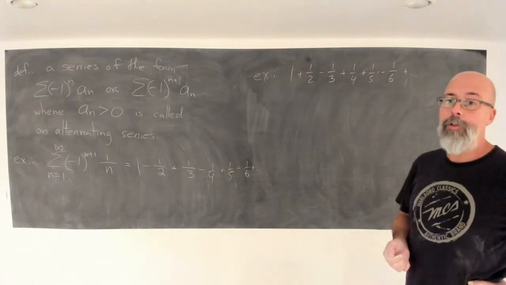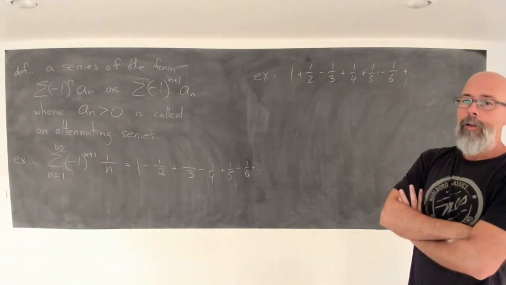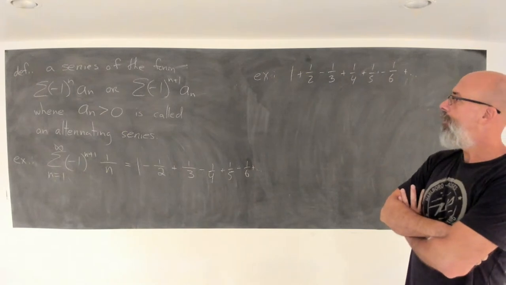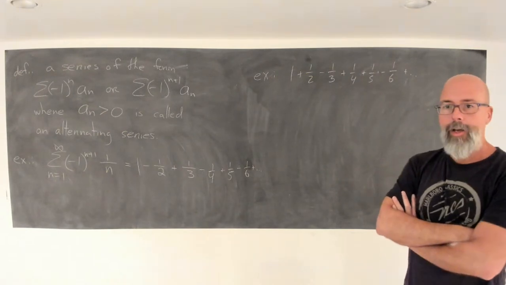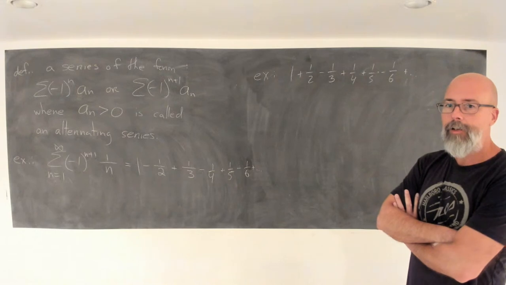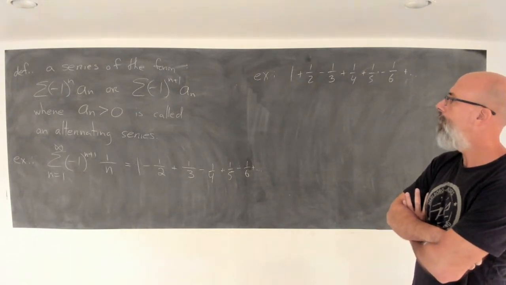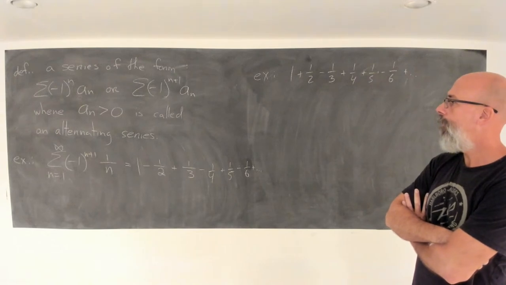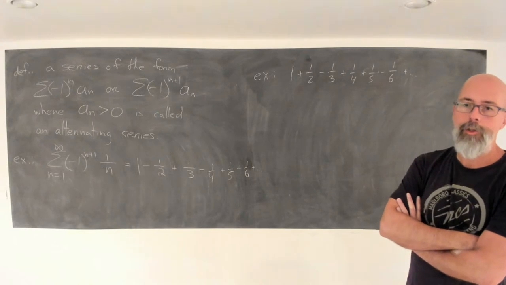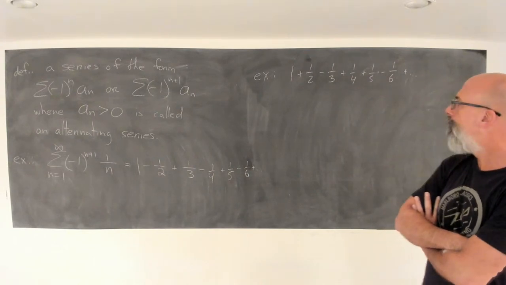Gabriel is asking if there's a term to refer to series that have both positive and negative terms, but are not alternating. I don't know that there is. We usually just call them series with both positive and negative terms.